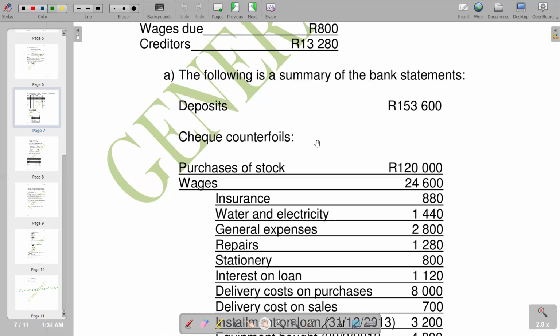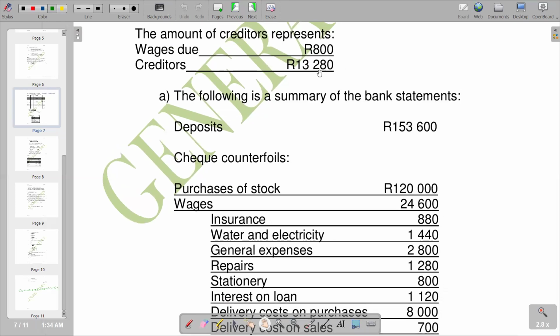Remember, when we are preparing the income statement, we prepare it according to the matching principle, whereby we only record what belongs to this current period. What doesn't belong to the current period, we do not record in the current period. So the 800, although it was paid in the current financial period, doesn't belong to the current financial period. So we have to subtract it from the figure for wages of 24,600.